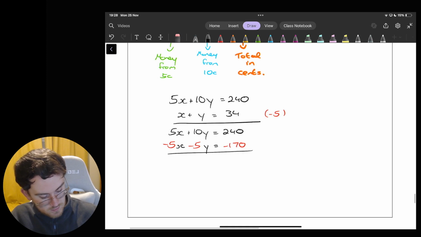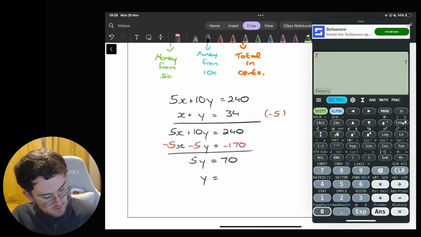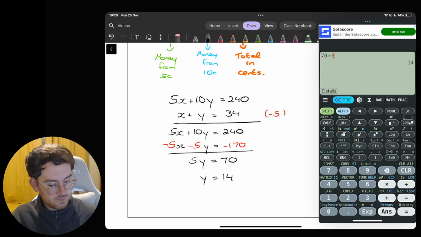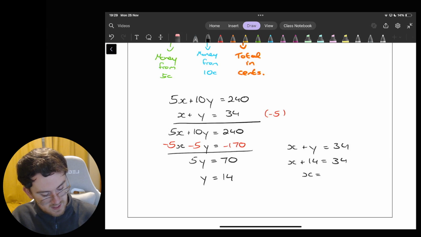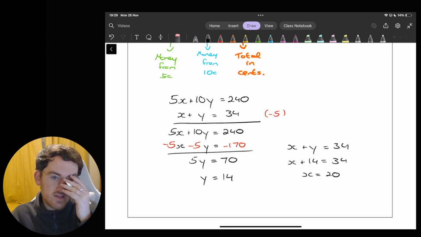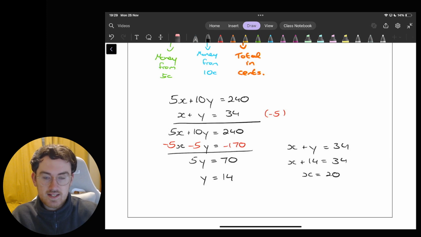So that gives me 5y equals 70, and divided by 5, y equals 14. Okay, so y equals 14 there. And x plus y equals 34, filling in my value for y, x plus 14 equals 34, which of course means x is 20. So I have 20 5-cent coins and 14 10-cent coins.